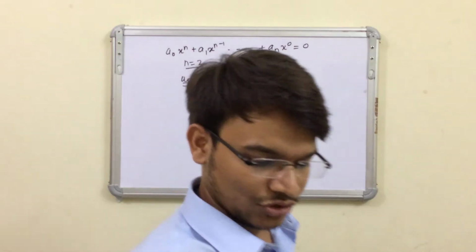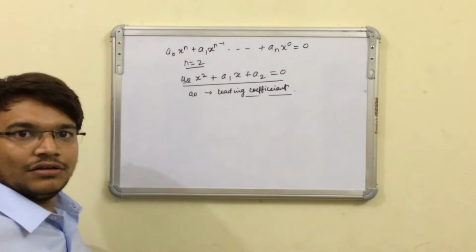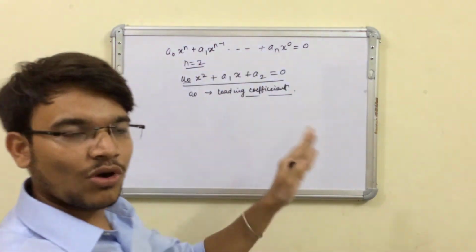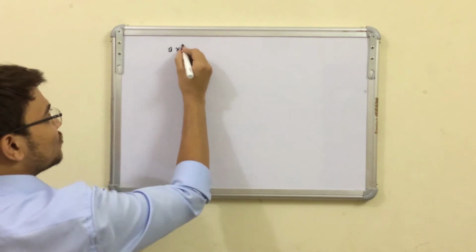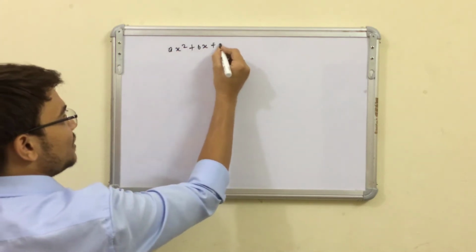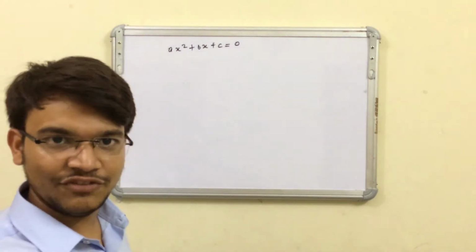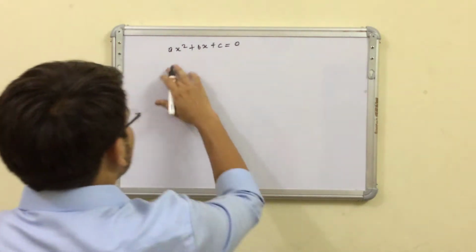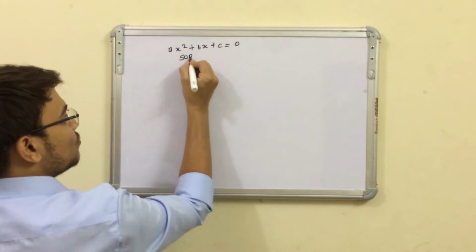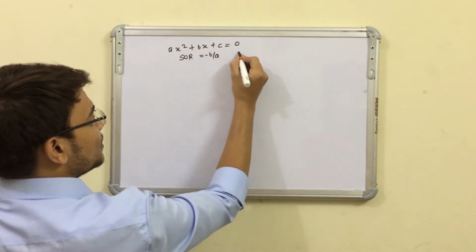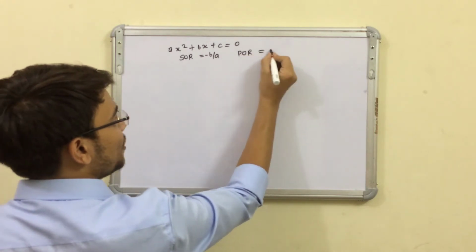So that we can easily standardize this equation into the form of the standard quadratic equation: ax square plus bx plus c is equal to 0. This is the standard form of the quadratic equation that we are familiar with. The sum of the roots of a quadratic equation we know is minus b upon a. The product of the roots is c upon a.